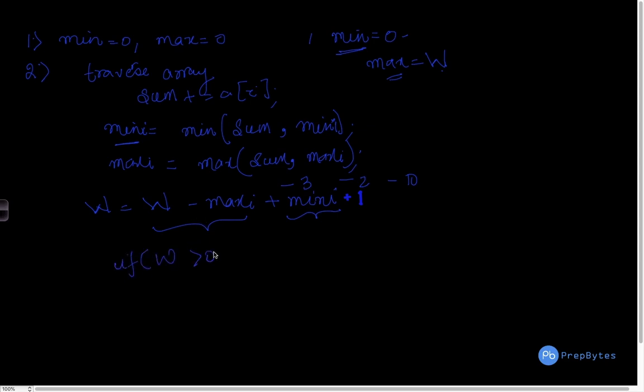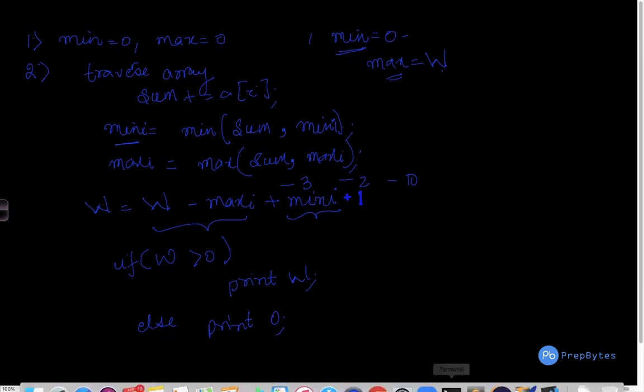Now if W is greater than 0, we will simply print W, else we'll print 0. Because that means that there is an ambiguity, a contradiction in the given changes. Okay, so that's how it's going to be. Let's try and see the code.